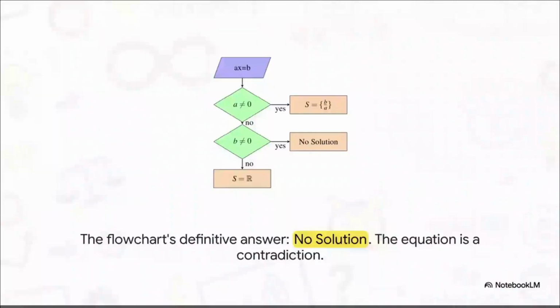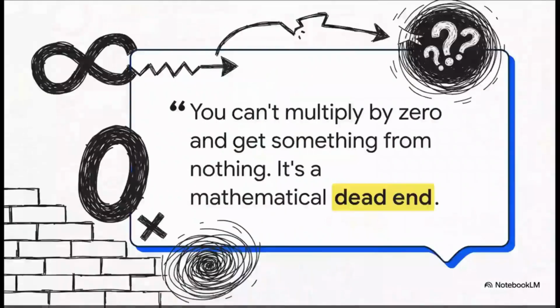No solution. It's impossible. And it makes total sense when you think about it, right? Anything times 0 is always 0. It can never equal 7. The equation is basically a lie. It's a contradiction, so there's no value for x that could ever make it true. I love this way of putting it. You just can't multiply by 0 and get something from nothing. It's a total mathematical dead end. And our map is smart enough to see that and tell us, hey, stop. Don't even bother looking for an answer here because it doesn't exist.